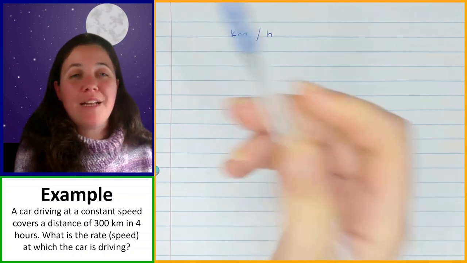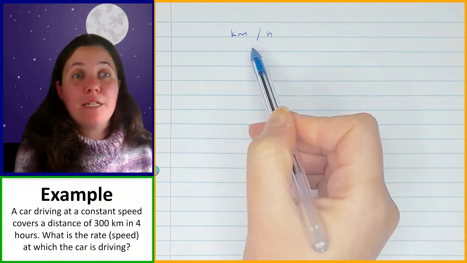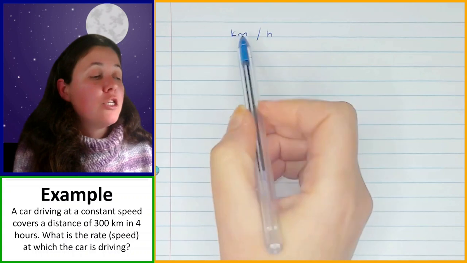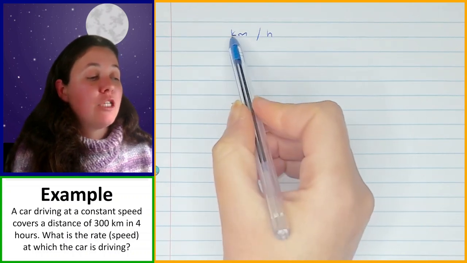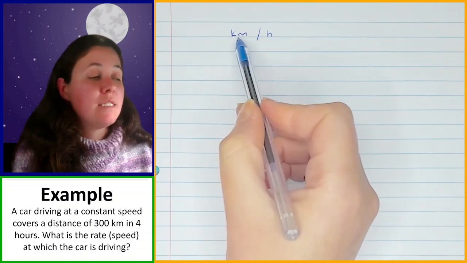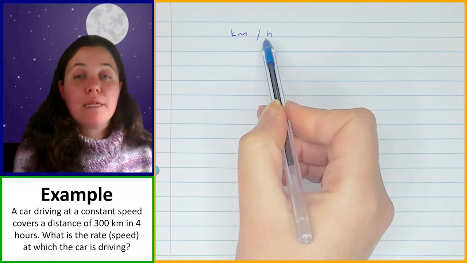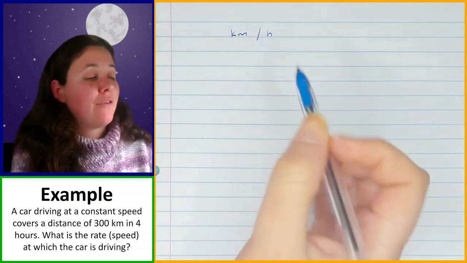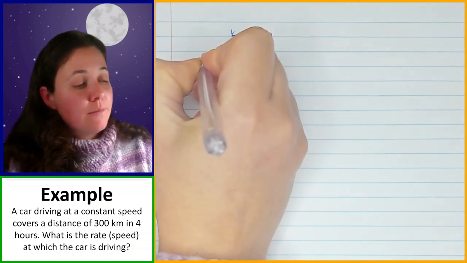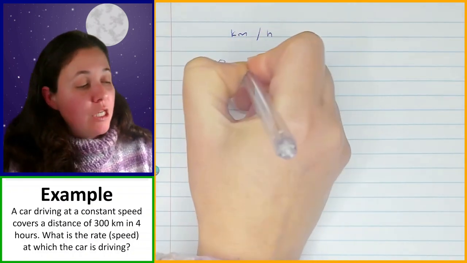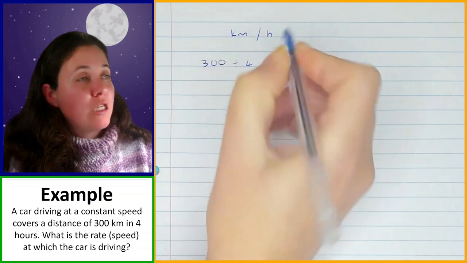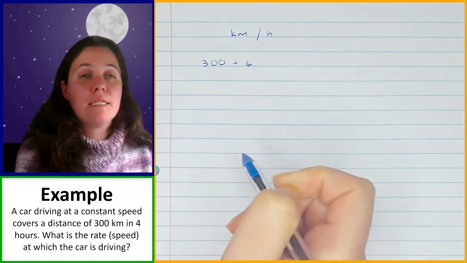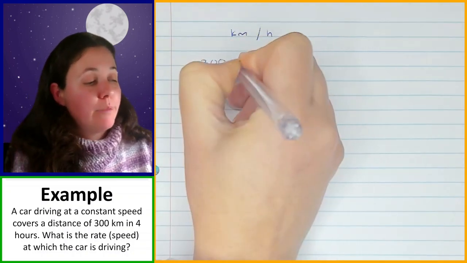It's not just a random sign that they use. It actually does mean division, like it does in maths. So kilometers per hour is saying we are dividing the number of kilometers by the number of hours that it takes to go that distance. Okay, so in this case, we have 300 kilometers, and we are dividing it by 4 because that is the number of hours it takes to go 300 kilometers.